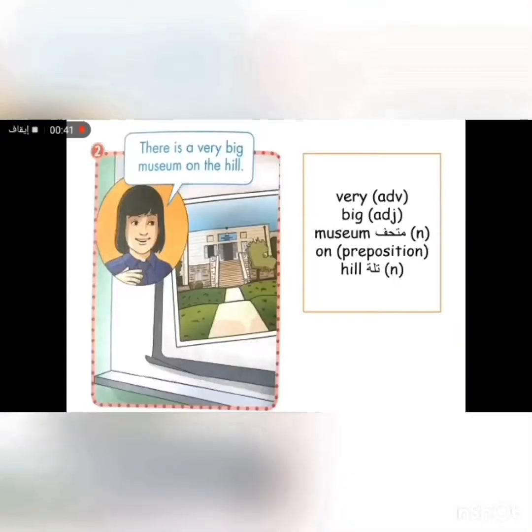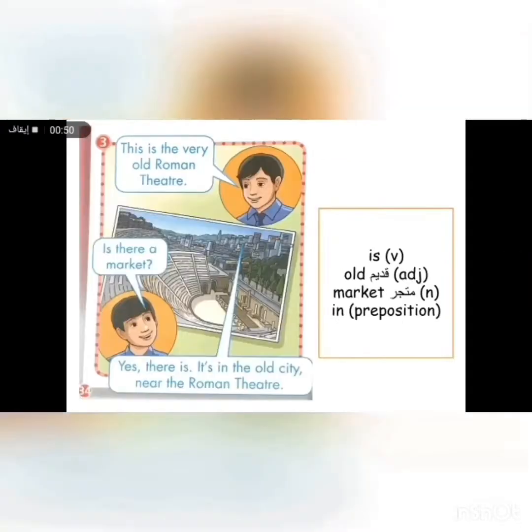Picture number 2. There is a very big museum on the hill. Picture number 3. This is the very old Roman theater. Is there a market? Yes, there is. It's in the old city near the Roman theater.